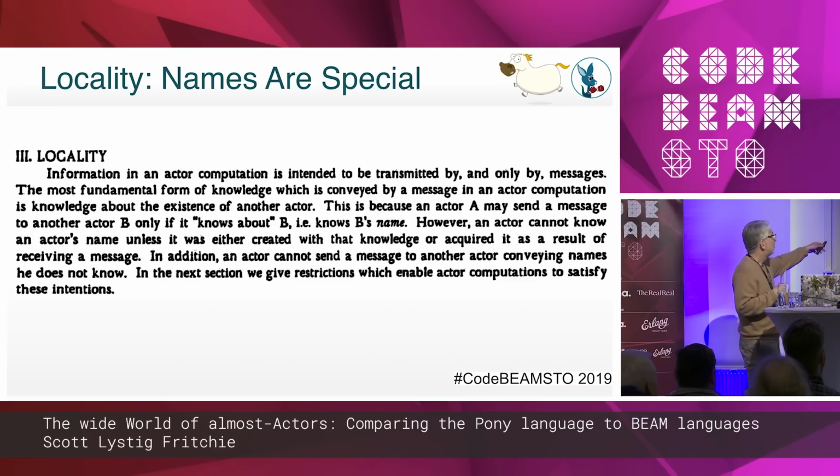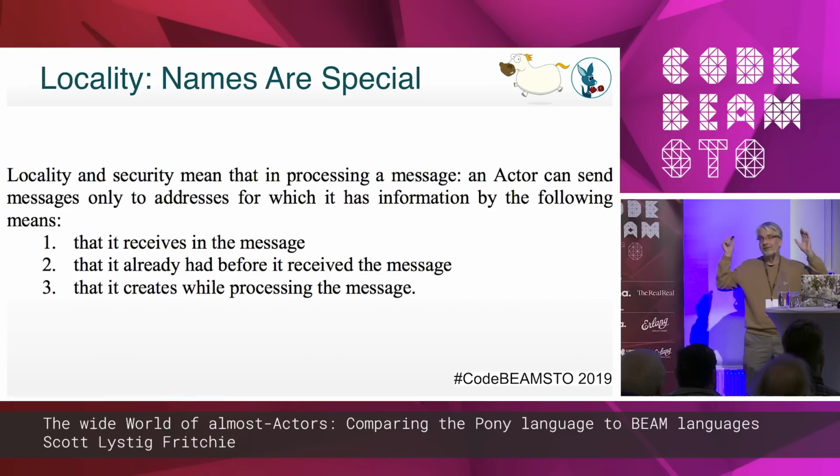So again, in 2010, Hewitt reformulates these three rules: to get the name or an address or a PID, if you're in BEAM land, of some other actor, you had to get it in a message. Someone had to tell you that B exists and what its name is, or you already had it in your own private state, or you created it yourself.